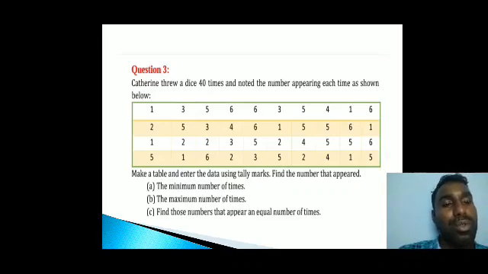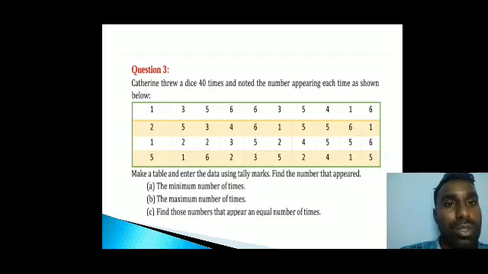So first we have to put tally marks. That means how many times 1 repeated, how many times 3 came, 5 came, 6 came. To arrange, first you have to know the minimum and maximum of a dice. The minimum is 1, the maximum is 6, and in between 1 2 3 4 5 6. So you have to count how many times 1 is repeated, how many times 2 is repeated, and the same for the others.